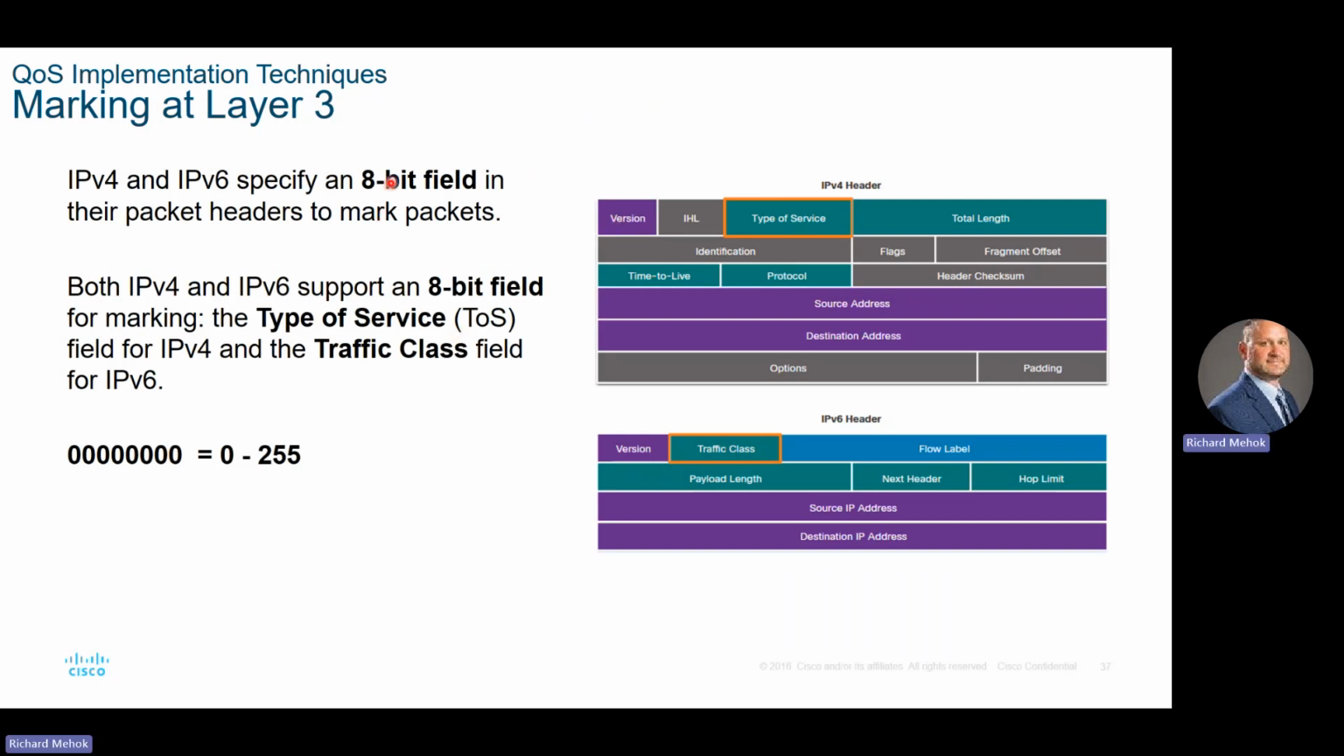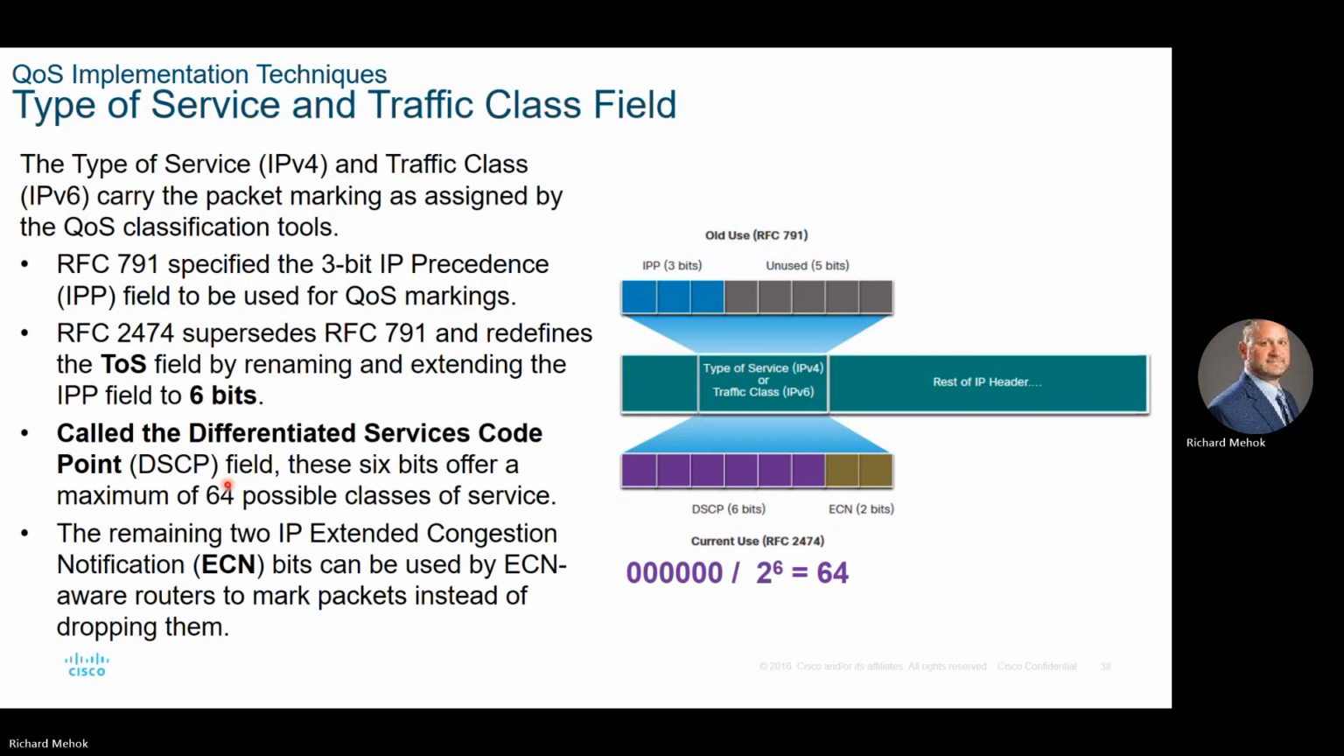So within your layer 3, you're going to use type of service, and with IPv6, you're going to use traffic class, and it's an 8-bit field, so you'll have 0 to 255. The type of service is 6 bits, and we're using it for what they call the differentiated services code point. And we'll see these in our config. We saw it earlier, we'll see it again in the ECN.